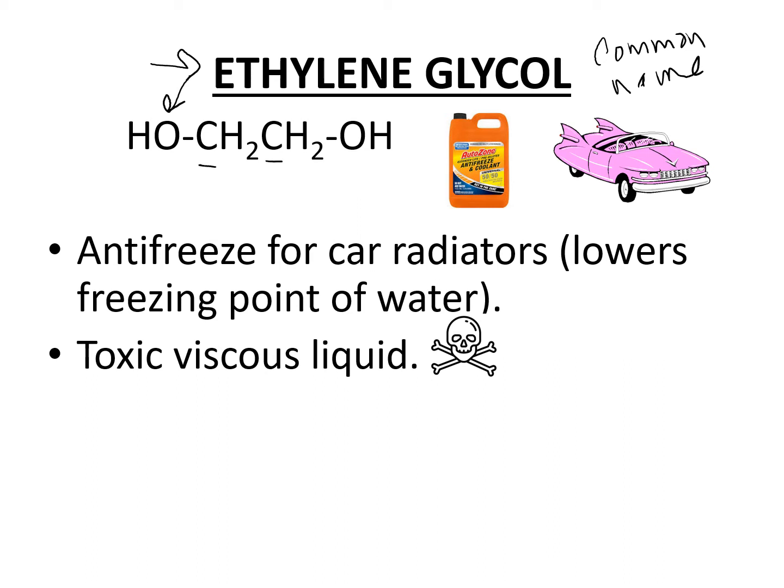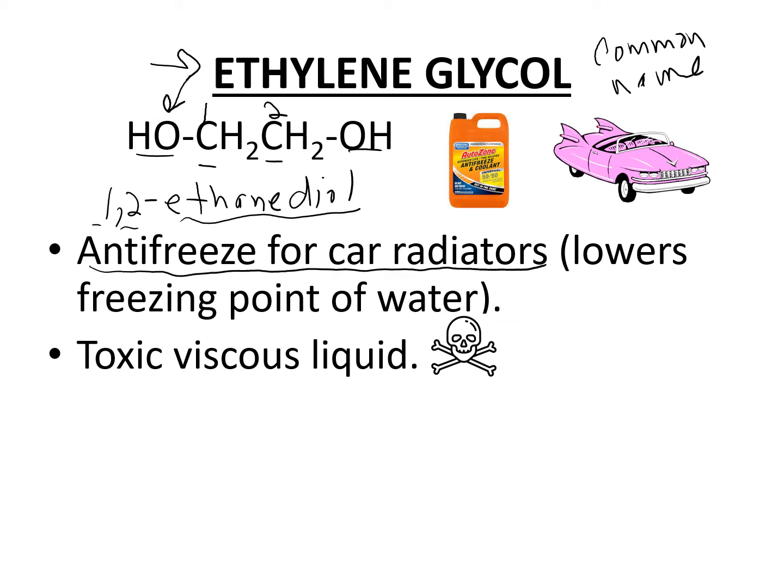We have 2 carbons, so that would be ethane. We have 2 hydroxyl groups, so we add diol to our parent. The hydroxyl groups are attached to carbons 1 and 2, so we put 1 and 2 in front of ethane diol. So the name of ethylene glycol following IUPAC rules is 1,2-ethane diol.